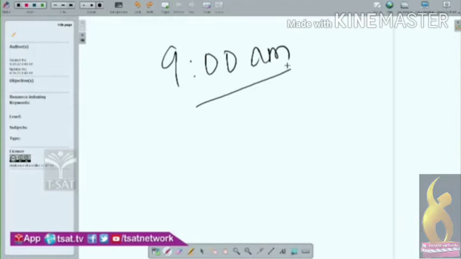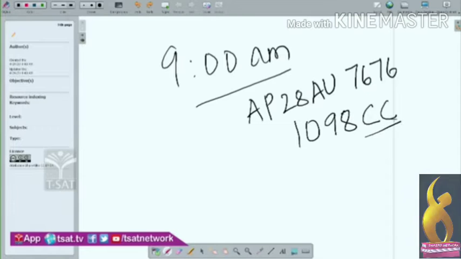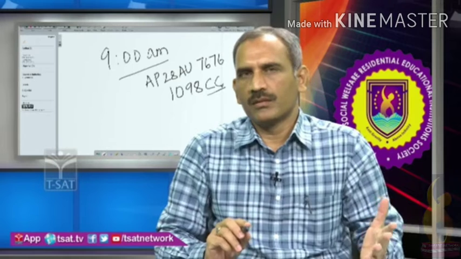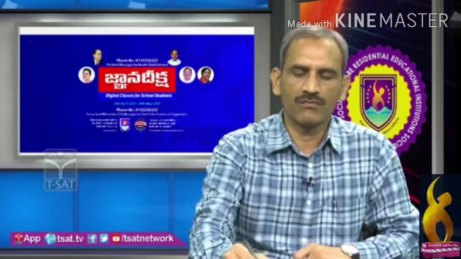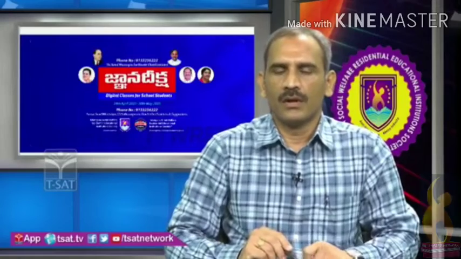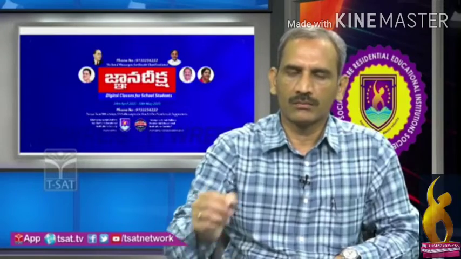I reached here by a car with registration number AP28AU 7676, and the capacity of the engine of this particular car is 1098 cc. This is the engine capacity. Cc means cubic centimeters. The distance between my home and this studio is around 15 kilometers. To reach here, I have taken nearly 1 hour.